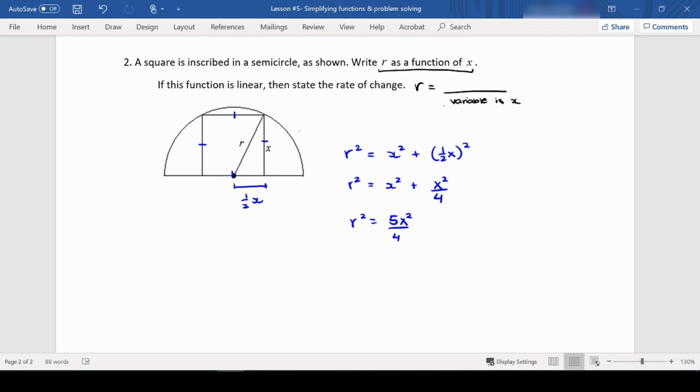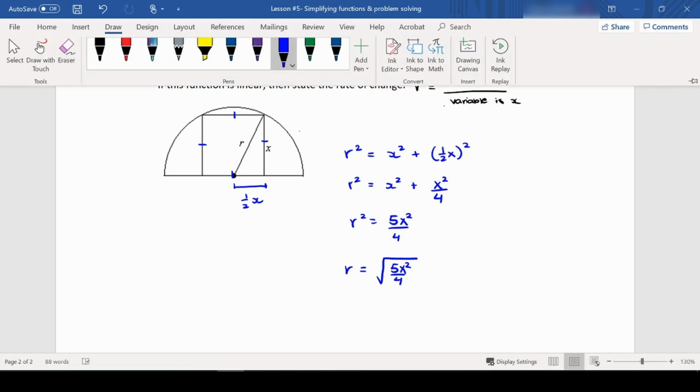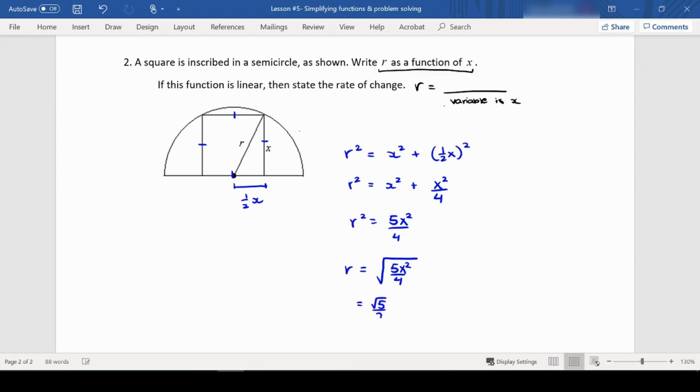I'm trying to write r as a function of x. So my variable is x. I need to isolate r. So r would be square root 5x squared over 4. The reason I'm not going to put plus or minus in front is because you wouldn't be able to have a negative radius of your circle. So I don't need the little plus or minus here. That's not necessary. Okay. Now I'm going to fix this up and rewrite this as root 5 over 2 x. I have succeeded. R is written as a function of x.